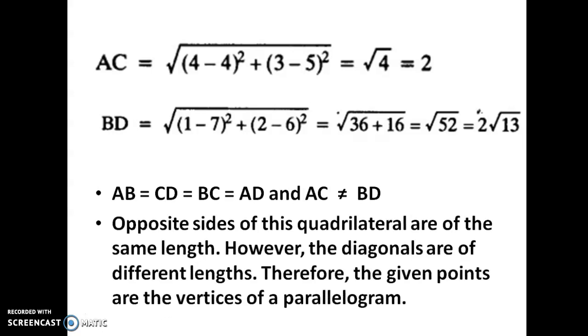So what it means, opposite sides of the quadrilateral are of equal length. However, the diagonals are of different lengths. Therefore, the given points are vertices of a parallelogram. That's a property of a parallelogram. You know, right? Opposite sides will be equal, but the diagonals won't be equal. If the diagonals are equal, then it is a rectangle. But if diagonals are not equal, it's a parallelogram.